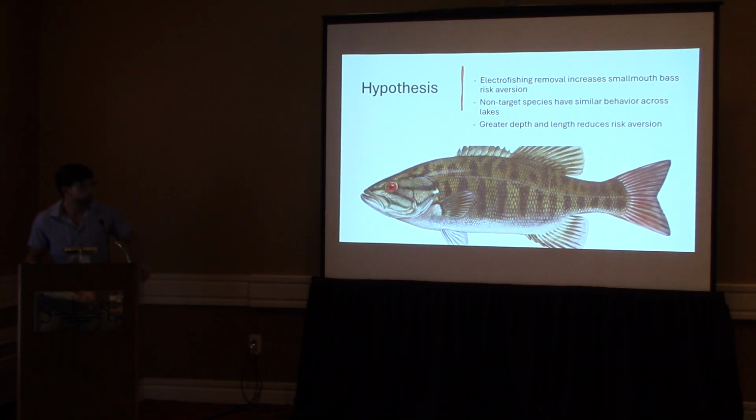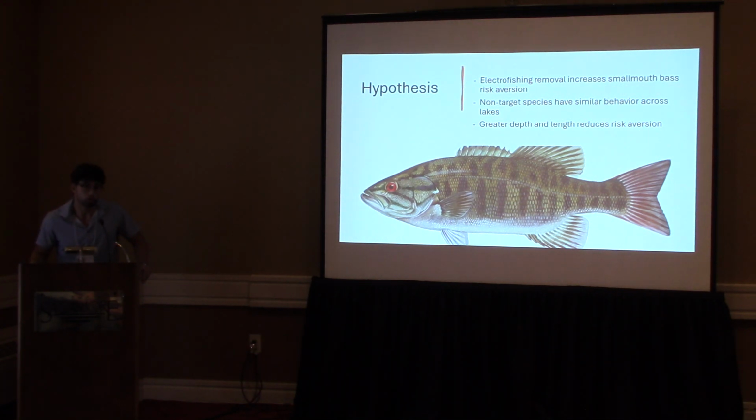So for our hypothesis, we predict that electrofishing removal will cause an increase in smallmouth bass risk aversion behavior, which would be associated with higher flight initiation distances. Whereas for our non-target species, the pumpkinseed sunfish, we predict that there will be little differences across our different treatment groups. And we also predict a relationship between depth and flight initiation distance, and also length and flight initiation distance.